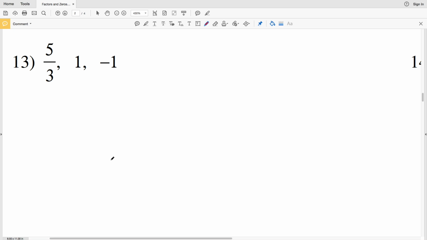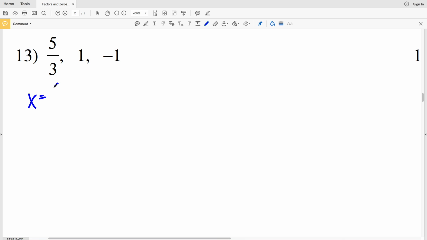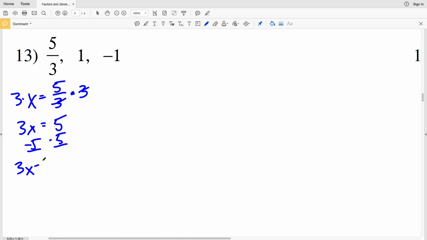Continuing on to number 13, let's start by looking at when the 0 is 5/3. So x is equal to 5/3, that will be 5/3, 0. However, if we plug 5/3 in for x, what would that equation be? Well, let's start by multiplying by the denominator. So we'll have 3x equal to a positive 5. And then all we need to do is subtract 5 to get that 3x minus 5 equals 0. So if we were to plug 5/3 in for x, that would equal 0. 3 times 5/3 minus 5 would equal 0. So 3x minus 5 is one factor of the function.